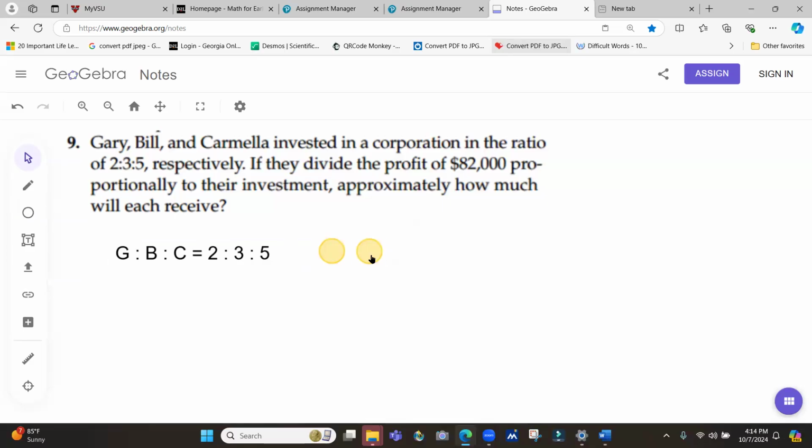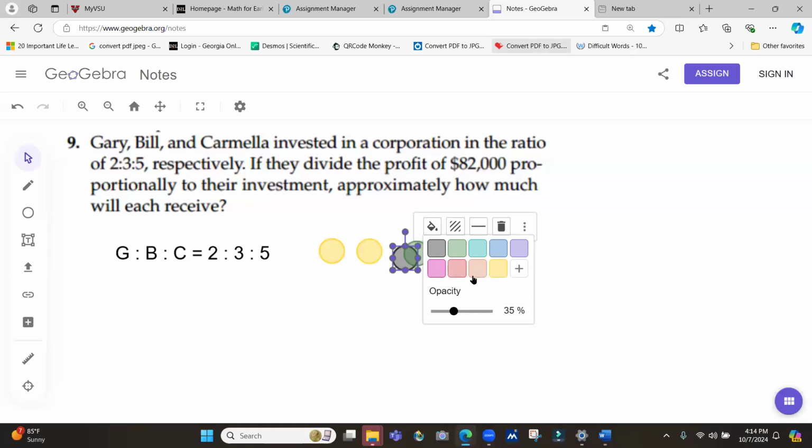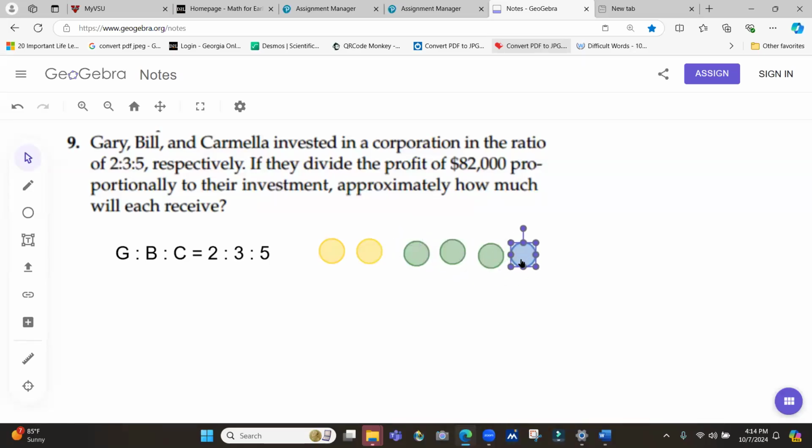If Gary gets 2 parts, Bill should receive 3 identical parts. And I'm going to make Bill's color green. You could have chosen anything. It's just to keep things straight. That's all. Bill gets 3 parts. If Gary gets 2 parts, Bill gets 3 parts, and Carmela gets 5 parts. I'm going to give Carmela what color? Maybe gray. Now let's give her blue. Okay, Carmela gets 5 parts.